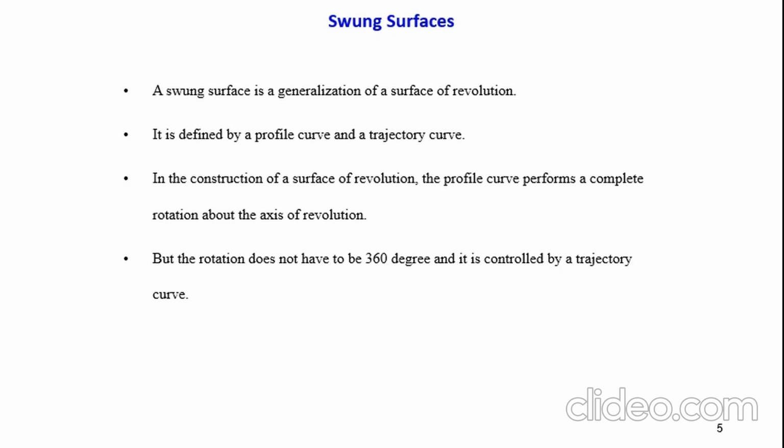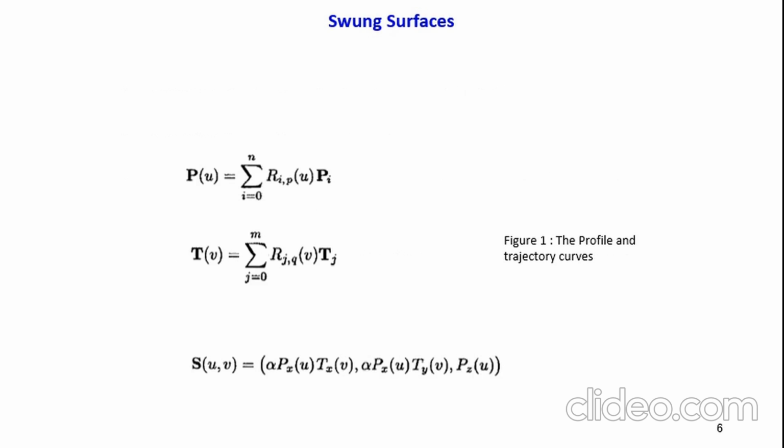So first is the sunk surface. A sunk surface is the generalization of a surface of revolution. It is defined by a profile curve and a trajectory curve. In the construction of a surface of revolution, the profile curve performs a complete rotation about the axis of revolution, but the rotation does not have to be 360 degrees and it is controlled by a trajectory curve.